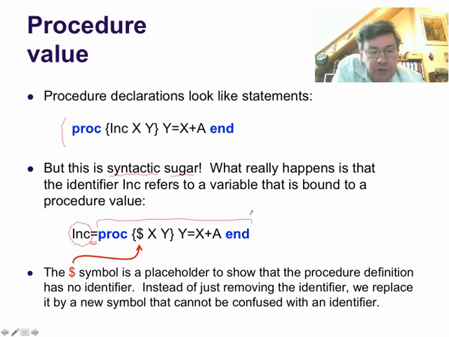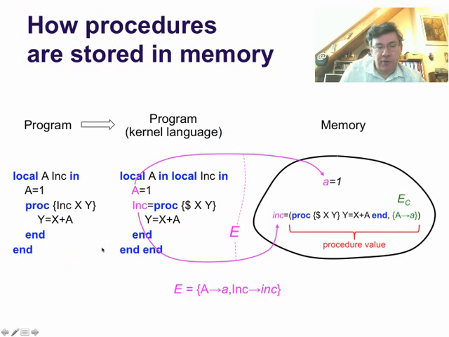So an anonymous procedure is a procedure which has no name. In fact, we replace the identifier by a dollar symbol. It's just a placeholder to show that there is no identifier there. It's just a procedure without a name. And then we bind inc to this anonymous procedure. So these two statements here are exactly the same. The first one is just a syntactic sugar for the second one. So we have bound inc to this anonymous procedure.